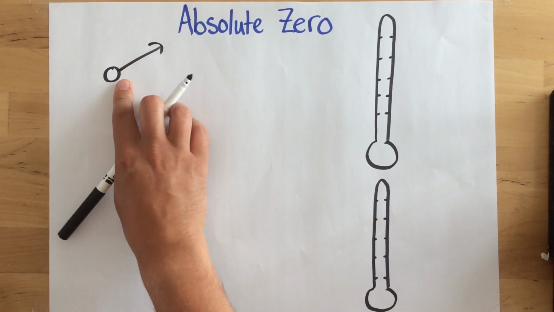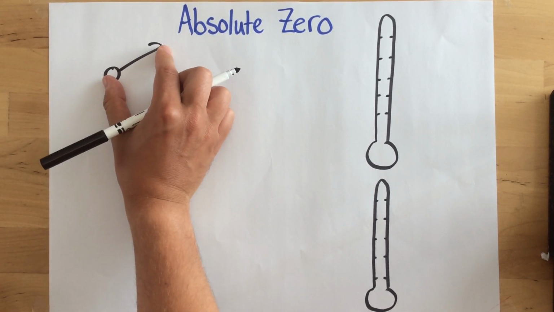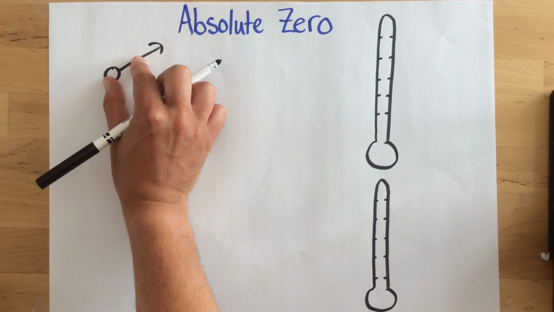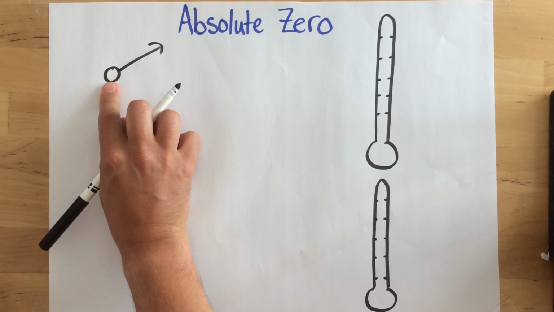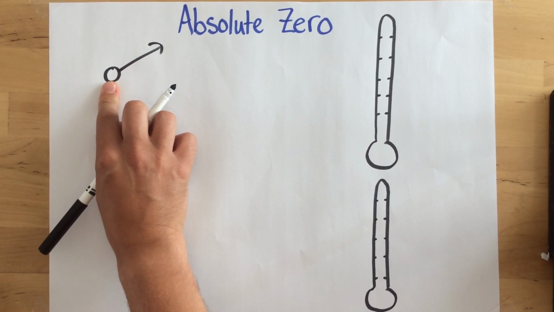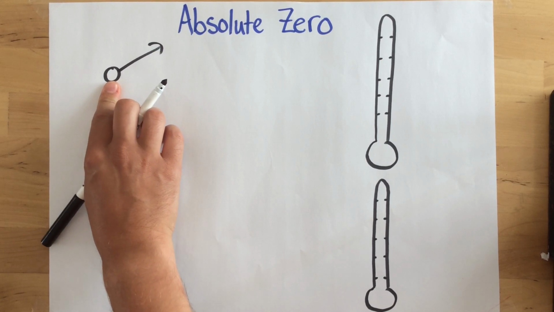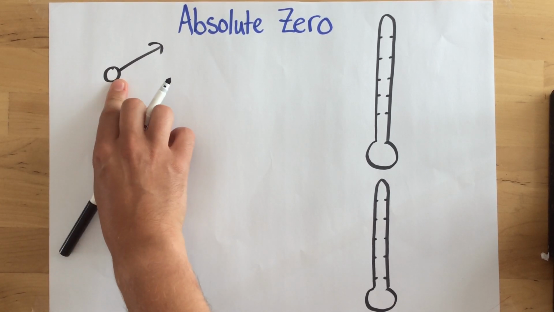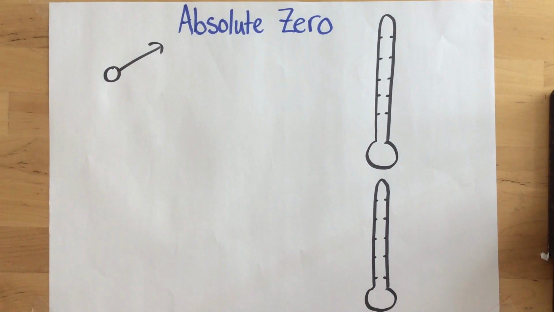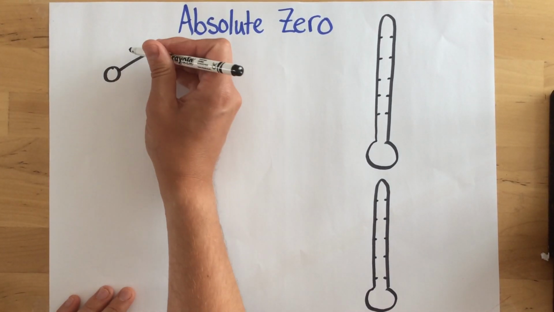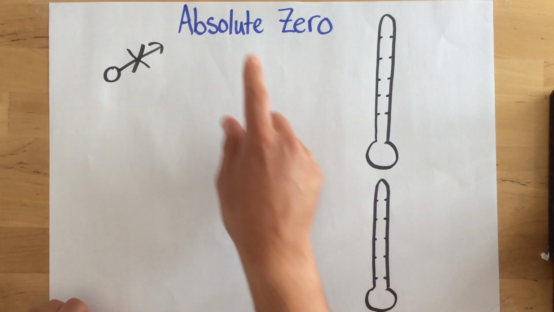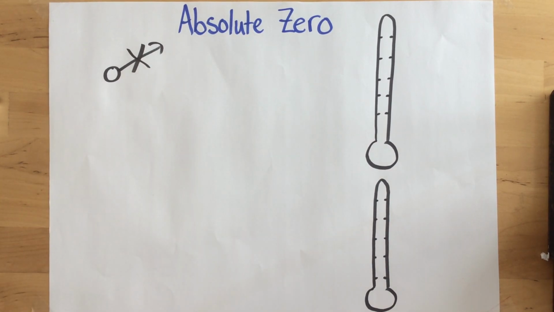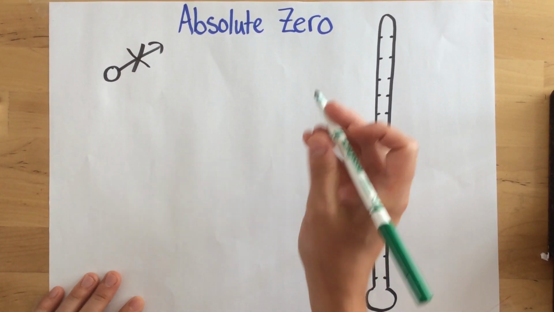If you decrease the temperature, their movement becomes less and less. As it gets colder and colder, the movement of these particles decreases and decreases. They have less and less energy. Eventually, if you keep on cooling these particles down, they will essentially have no energy at all, or next to no energy at all. And this is called absolute zero. You cannot get any colder than that.